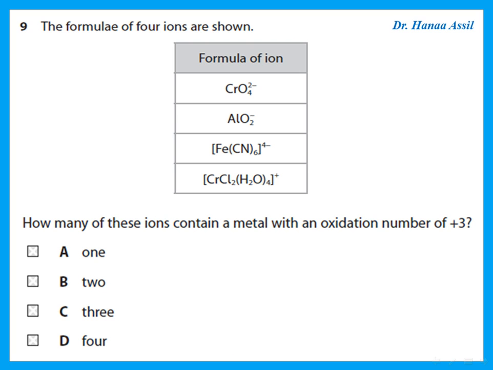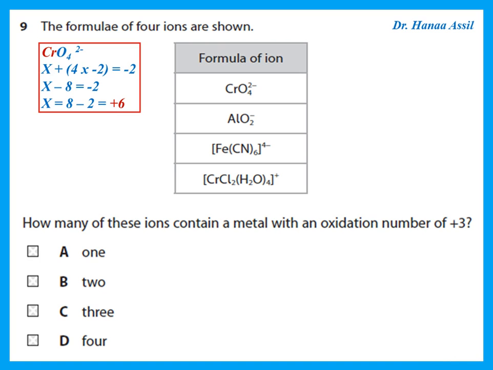The formulas of 4 ions are shown. How many of these ions contain a metal with an oxidation number of +3? You should know how to calculate oxidation numbers. Remember that each ion, for example, let's take the chromate ion at the beginning. This has an overall charge of -2. And you should know that each oxygen has -2. I have 4 of them, so that's -8. So in order to have an overall charge of -2, the chromium is +6.